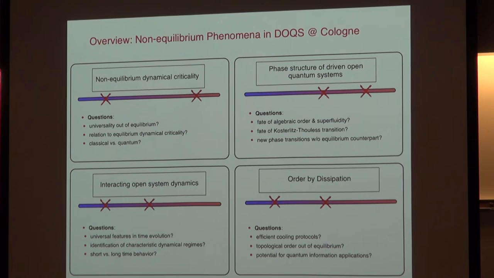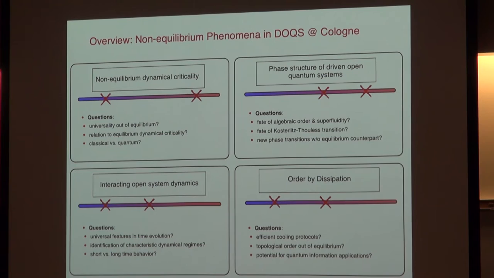These two topics concern essentially the non-equilibrium stationary states of such systems, but it's also interesting to look at interacting open system dynamics. Here one would like to structure the time evolution of such open systems into ideally universal or really representative regimes of dynamics. Recently, looking at the time evolution of the heating dynamics in optical lattices in the asymptotic short time regime, we could find some interesting non-equilibrium scaling behavior.